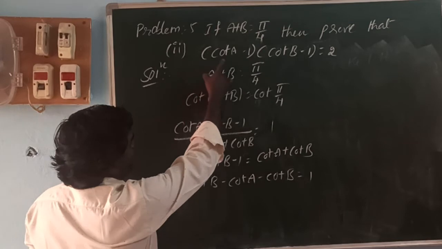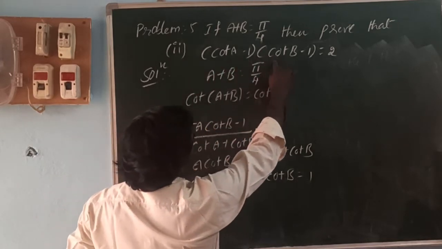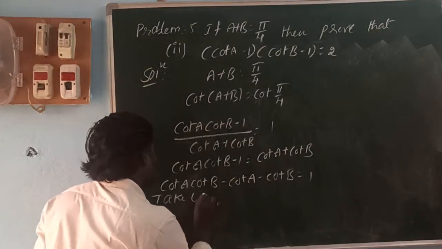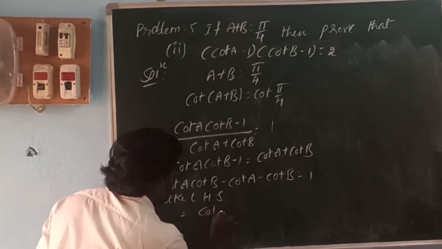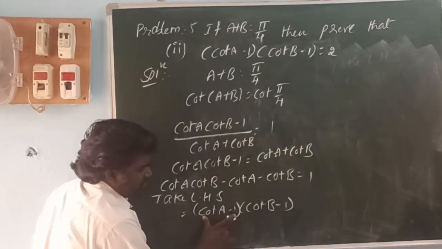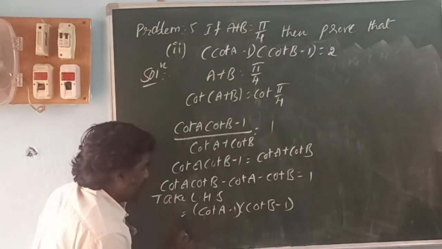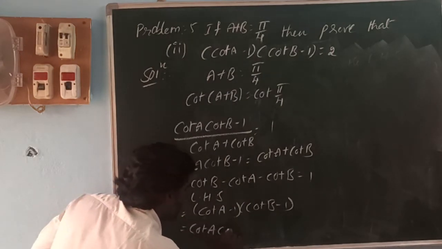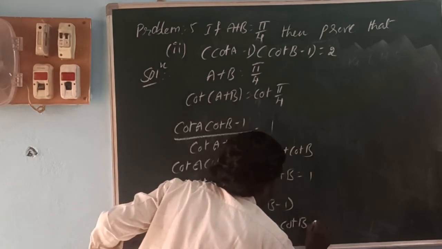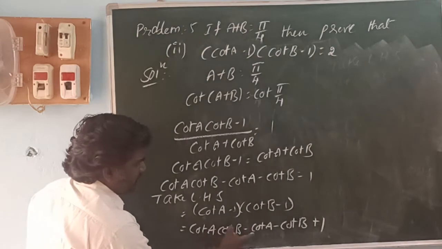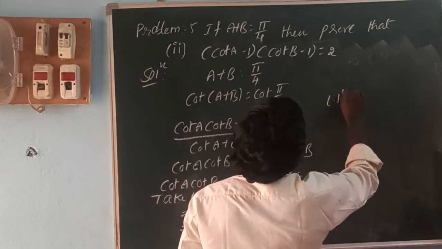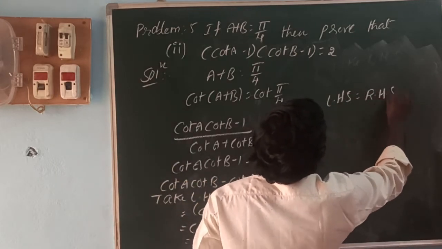So what is given? Prove that (cot a minus 1) into (cot b minus 1). Here the two expressions are multiplied. So take the LHS, then prove the RHS. So (cot a minus 1) into (cot b minus 1). Here the two terms of the first expression are multiplied with the second expression. That is cot a into cot b minus cot a minus cot b plus minus 1 into minus 1, plus 1. So in place of cot a cot b minus cot a minus cot b, how much? 1. That is 1 plus 1, that is equal to 2. So LHS is equal to RHS. Therefore, hence proved.